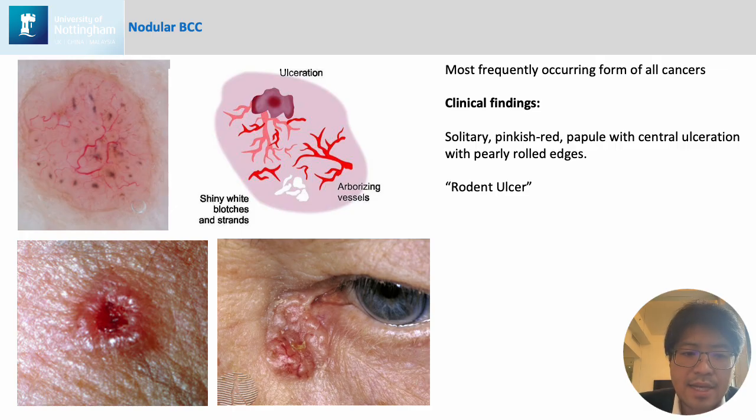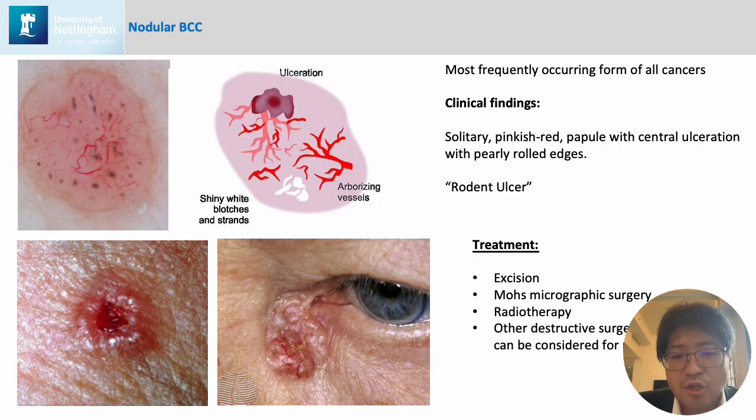And the typical story is that a patient with excess skin exposure to the UV light can develop a persistent ulcer that never heals, what we call the rodent ulcer. This is a sign of a potential basal cell carcinoma and should be checked. Then how about different treatment options?